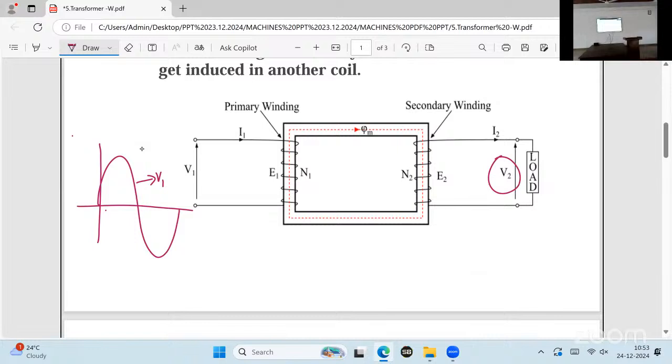CPU. Clear? Now, how will I get V2? That is called the working principle of a transformer. How will I get V2? For that purpose, I will explain how we get V2.